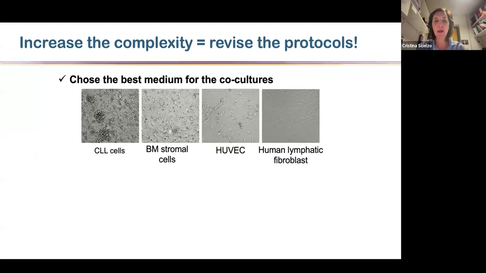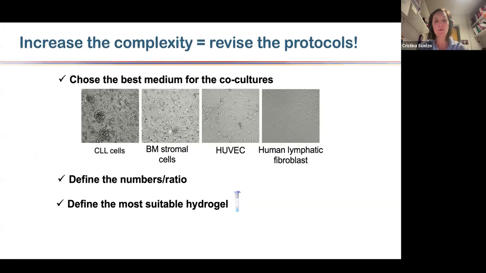You have to choose the best medium to culture your cell types, because each cell type has its own medium. You have to redefine the number and ratio of cells. And most importantly, you have to define the most suitable hydrogel.